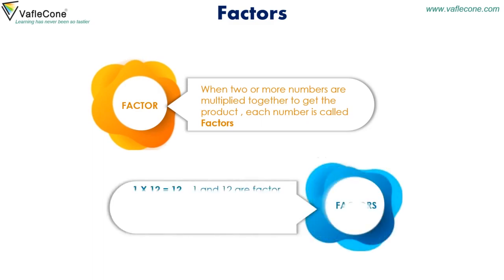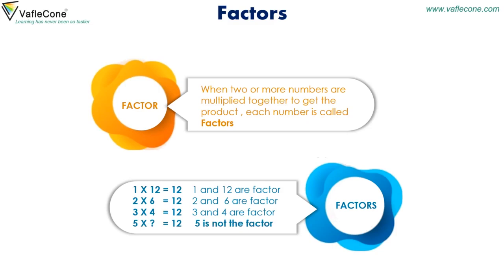1 into 12 is equal to 12. 1 and 12 are factors. 2 into 6 is equal to 12. 2 and 6 are factors. 3 into 4 is equal to 12. 3 and 4 are factors. But 5 is not multiplied by any number to get 12. So 5 is not a factor.